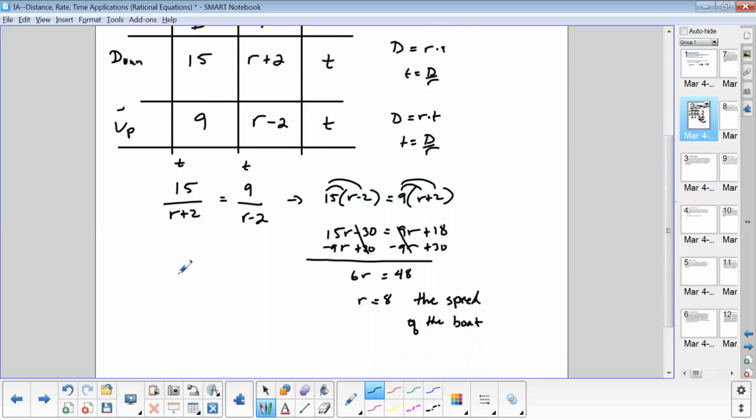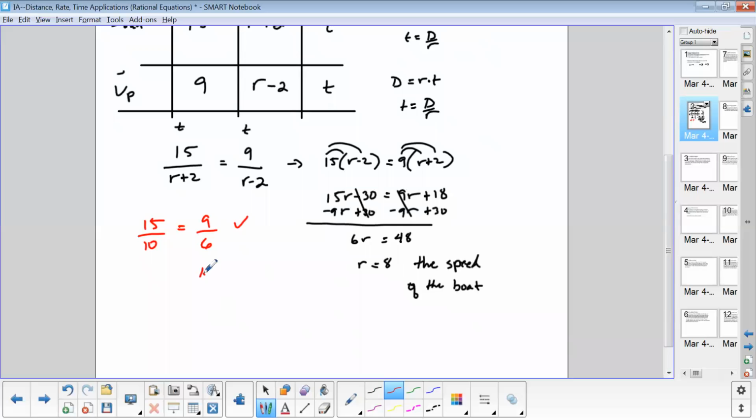And we can come over here and check all this. 15 divided by 8 plus 2 is 10, and 9 divided by 8 minus 2 is 6, and 9/6 and 15/10 are equivalent. They're both equal to 1.5. So since they both equal and they both check, this 8 miles an hour for the boat is correct.